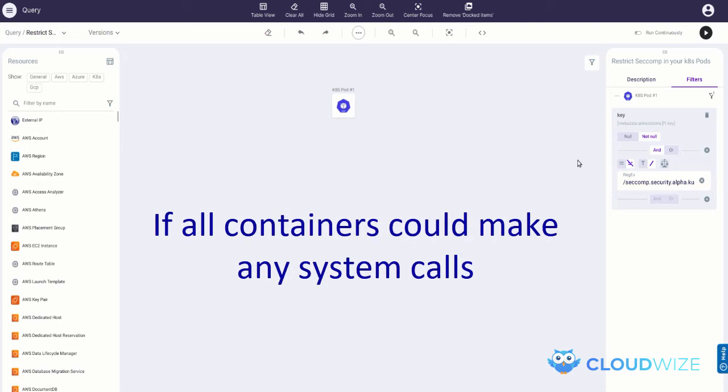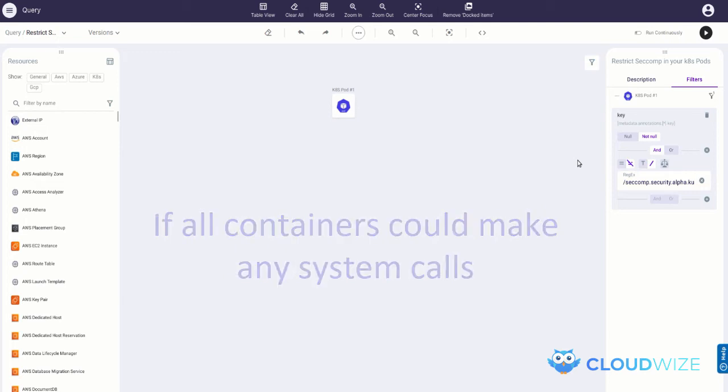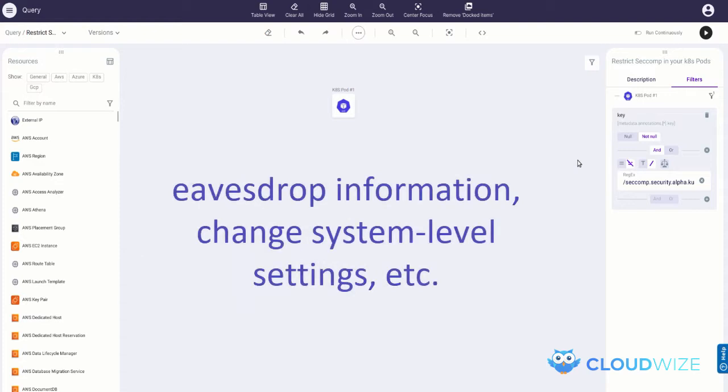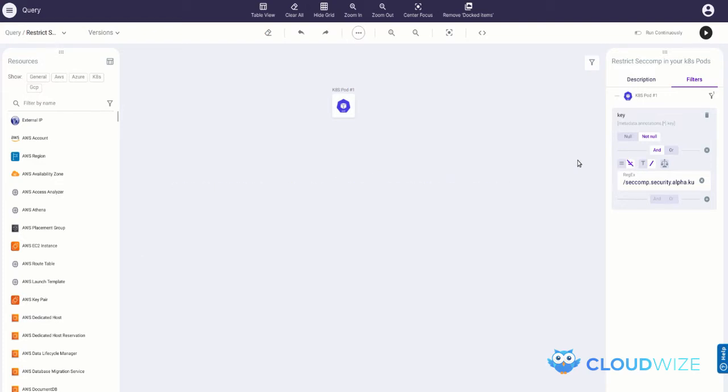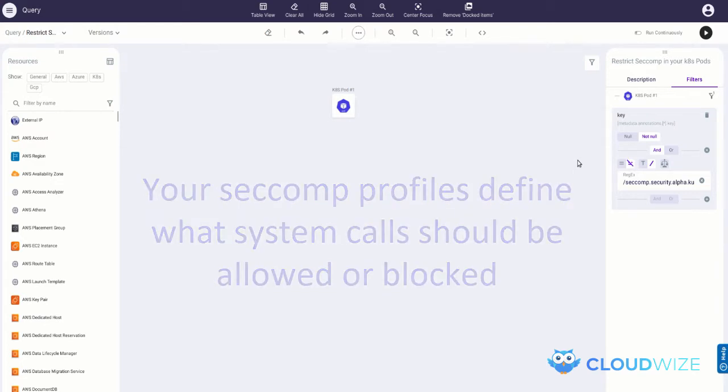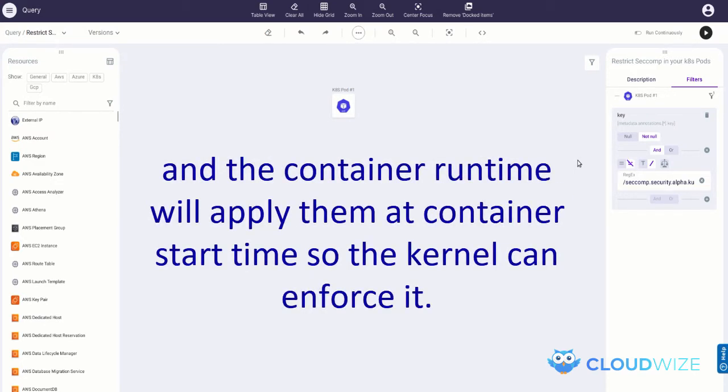If all containers could make any system calls, malicious programs would not take long to bypass the container isolation and affect other applications, eavesdrop information, change system level settings, etc. Your Seccomp profiles define what system calls should be allowed or blocked, and the container runtime will apply them at container start time so the kernel can enforce it.